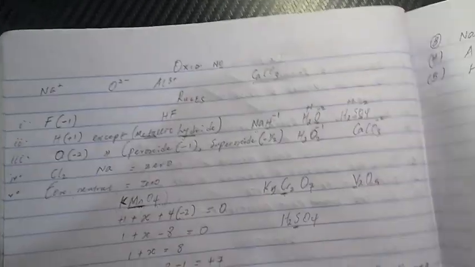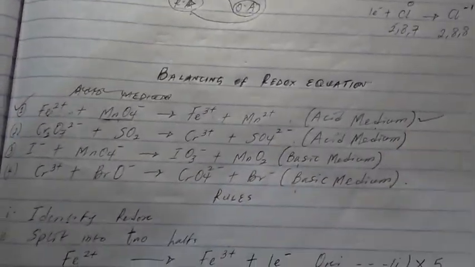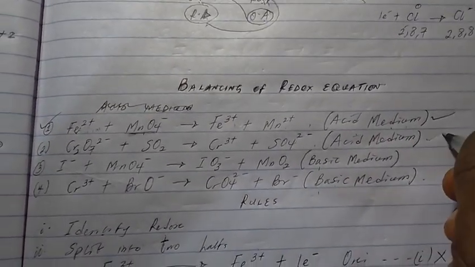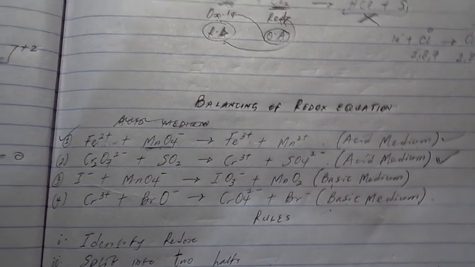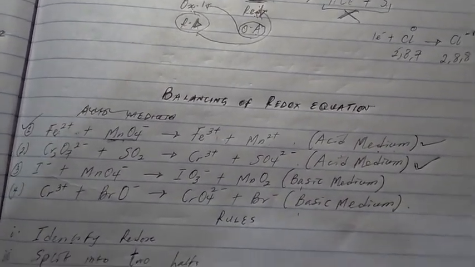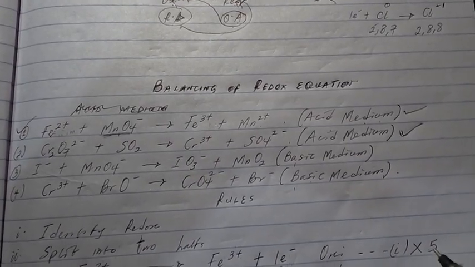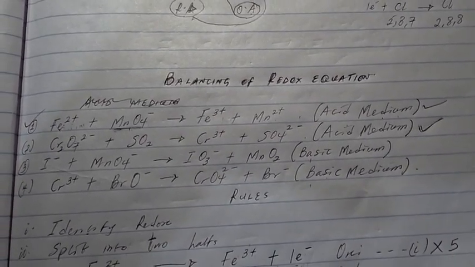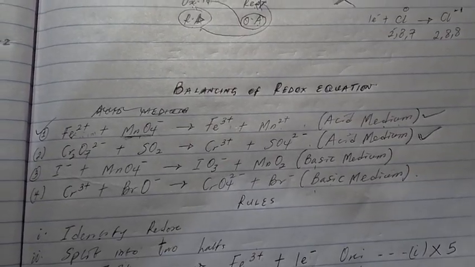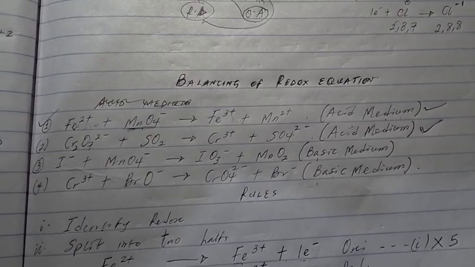So that is how to balance in acidic medium. So you are going to do this as your own assignment. If your charges and atoms did not balance at the end of the day, then that means you have done something wrong. So you try it again. If you try it and you still did not get it, let me know in the comment section. I'm going to solve it for you.